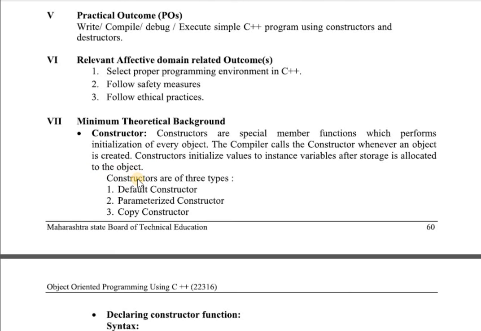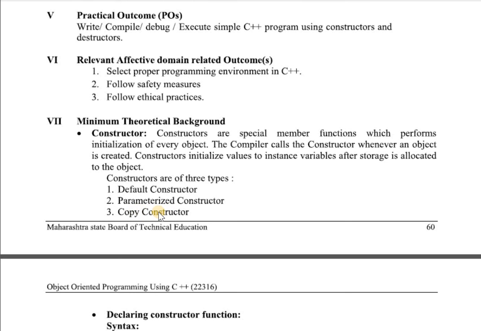There are three types of constructor: default constructor, parameterized constructor and copy constructor. Default constructor means what? The constructor which does not have any argument. That type of constructor we call a default constructor. Next, the second type of constructor is parameterized constructor. That means this constructor has a number of parameters. And the last one is the copy constructor. Here we are passing a copy of an object to a constructor.